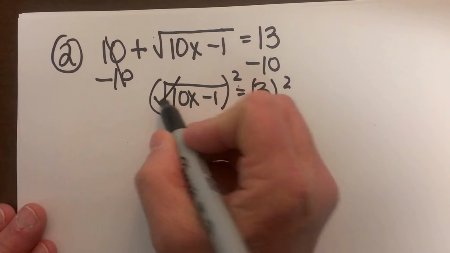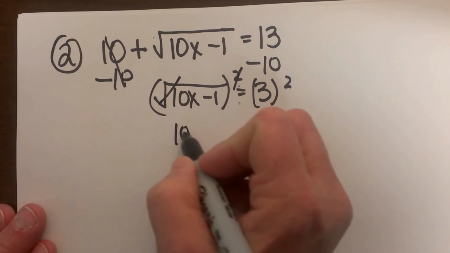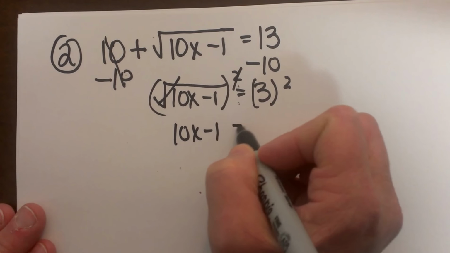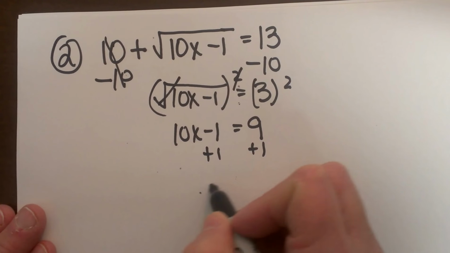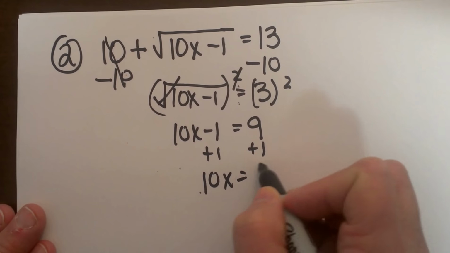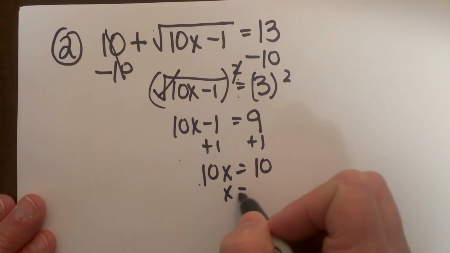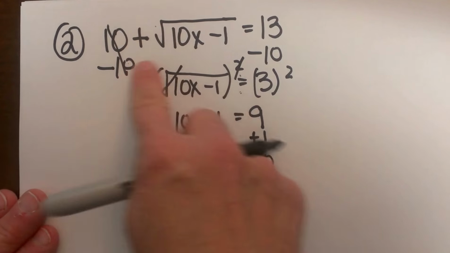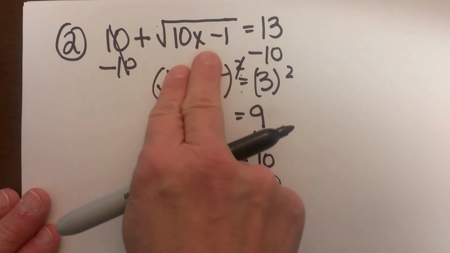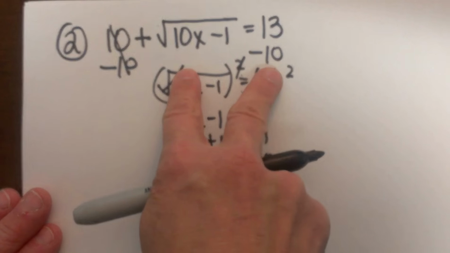The square root and the square cancel, and you're left with 10x minus 1 is equal to 9. Then you add 1, and you get 10x is equal to 10. So x must be equal to 1. And that's how you solve equations involving radicals. Isolate the radical and then square both sides.